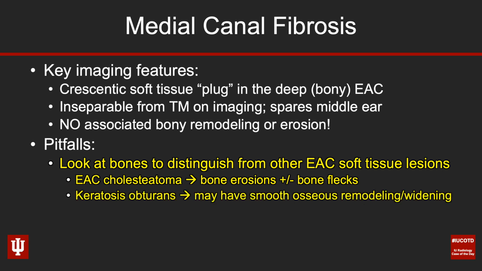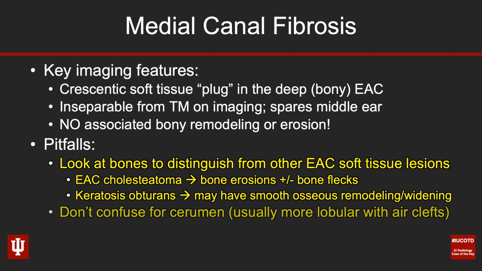Keratosis obturans can look an awful lot like this as well. This is something that, not always, but it may, as it progresses, have this smooth osseous remodeling or widening of the external auditory canal. This less frequently has that concave outer margin, but again, that's an imperfect finding. If you see an expanded external auditory canal that's got a soft tissue plug within it, but nothing that looks like eroded or chewed up bone, be thinking about keratosis obturans.